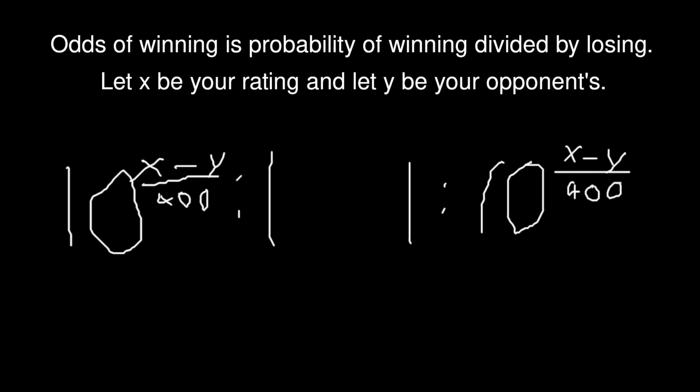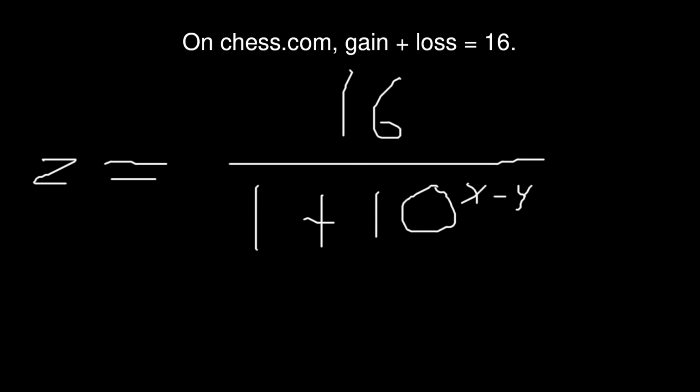the way that the amount of Elo points you gain or lose after a game is calculated. You may have realized this based on your and your opponent's Elo, but this will be the exact formula. On chess.com, the Elo you gain versus you lose is always going to add up to 16, and the 16 Elo points will have to be split.